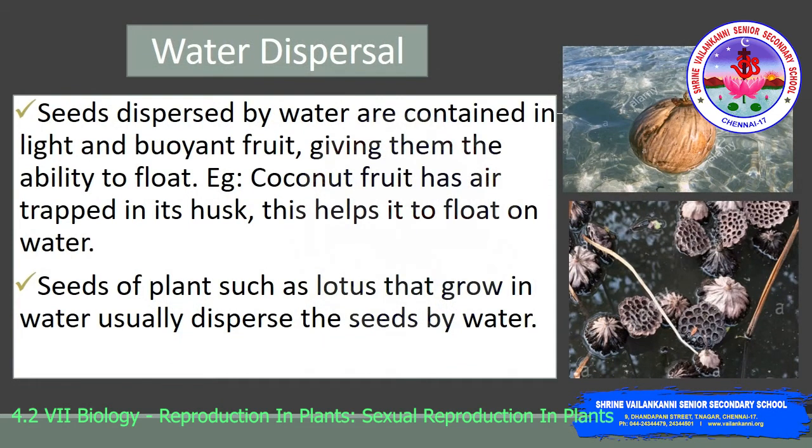The next agent of dispersal is water. Seeds dispersed by water are contained in a light and buoyant fruit, giving them the ability to float on the water. An example is the fruit of coconut, which has air trapped in its husk. This helps it to float on the water.